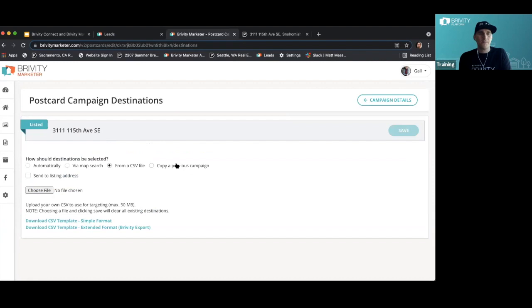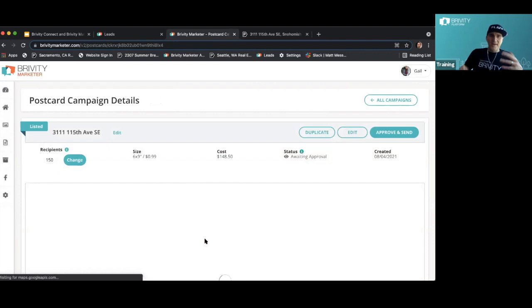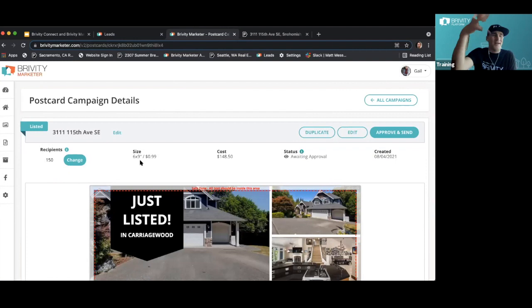Now, depending on what postcard size you're using, the 6x9s are 99 cents, the smaller ones are like 69, the larger ones like $1.29 a postcard, right? We use USPS first class mail. So we send these postcards out, we track them.